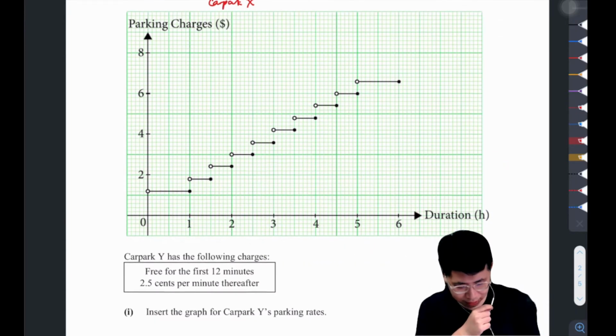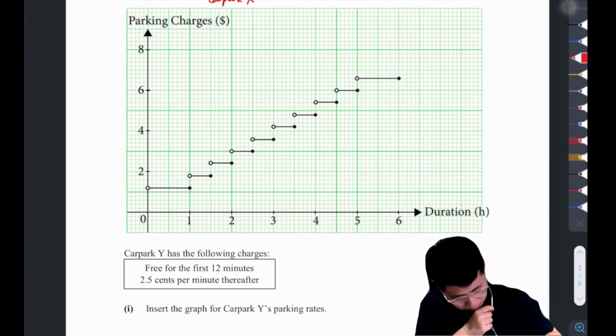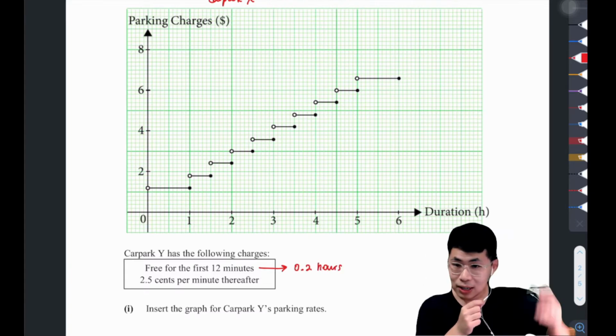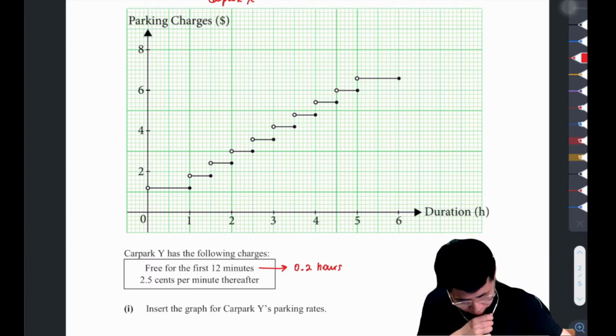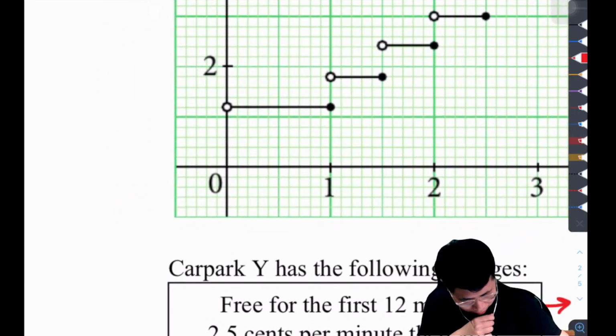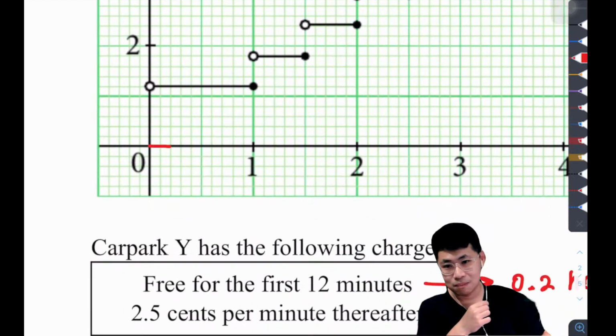Over here, it's going to be free for the first 12 minutes. First 12 minutes means how many hours? This is going to be 0.2 hours, since 12 over 60 is 0.2 hours. So free for the first 12 minutes, meaning from 0 to 0.2 it is going to be free like this. So we have a straight line graph at the bottom.